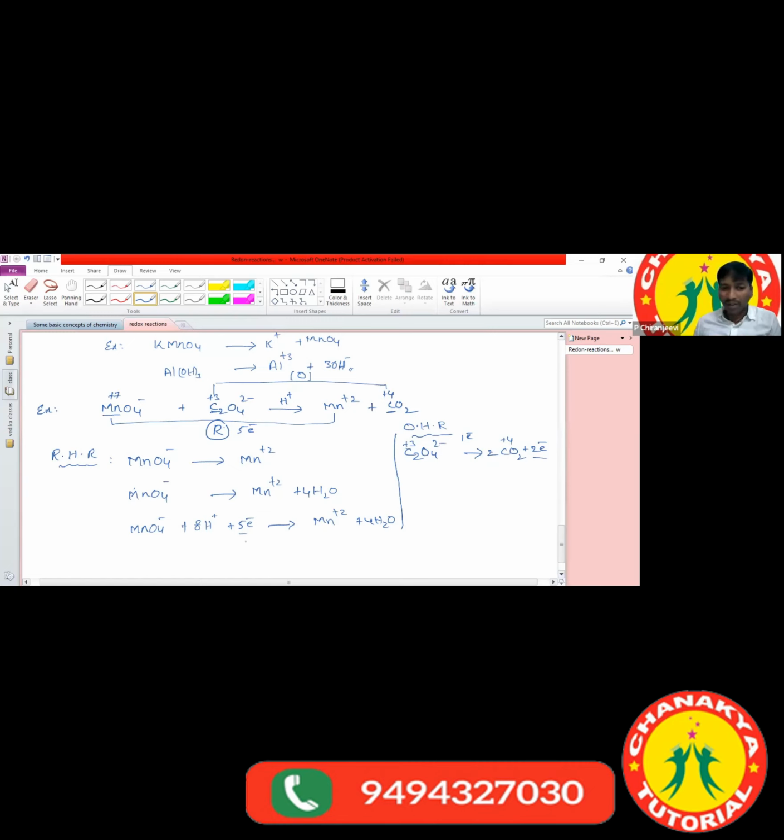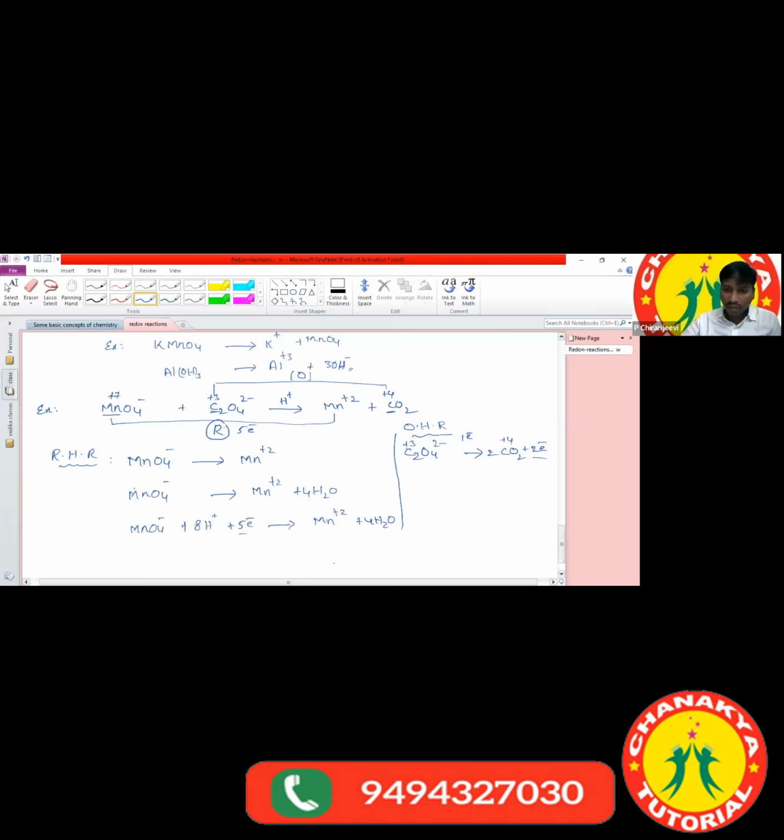So the first whole equation is multiplied with 2. If the whole equation is multiplied with 2, it forms 2 moles of MnO4 minus plus 16H plus plus 10 electrons gives rise to 2 moles of Mn2 plus plus 8 moles of H2O.